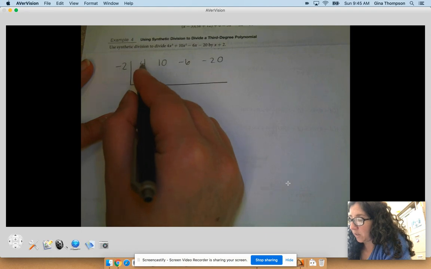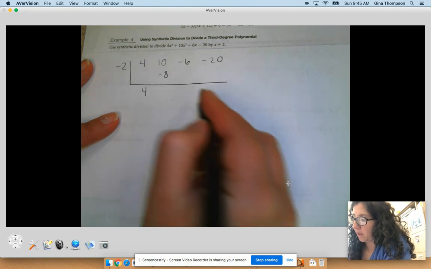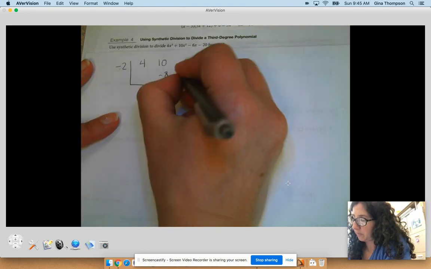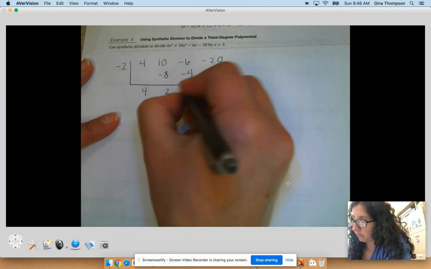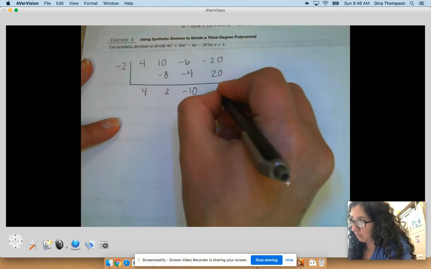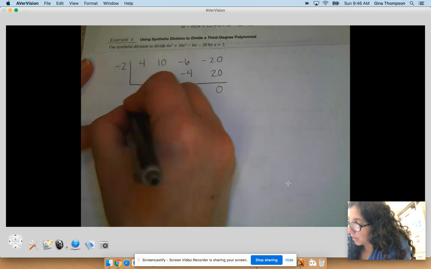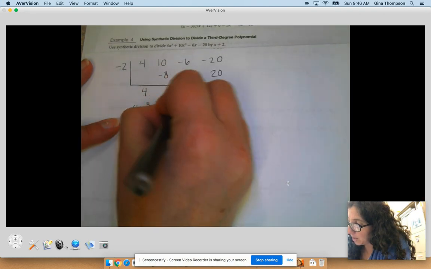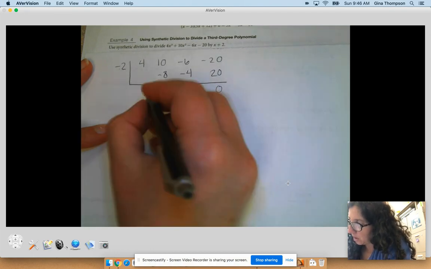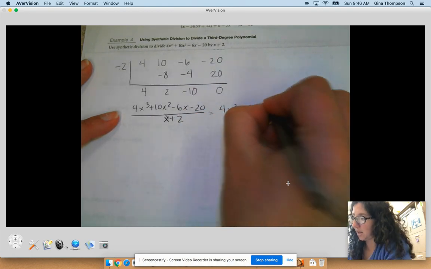Okay, so what are the steps? I bring this 4 down, multiply, add, multiply, add, multiply, add. So it's like a nice little shortcut. So what does this tell us? 4x cubed plus 10x squared minus 6x minus 20 divided by x plus 2 equals, how do we interpret this? It's going to be 4x squared plus 2x minus 10.